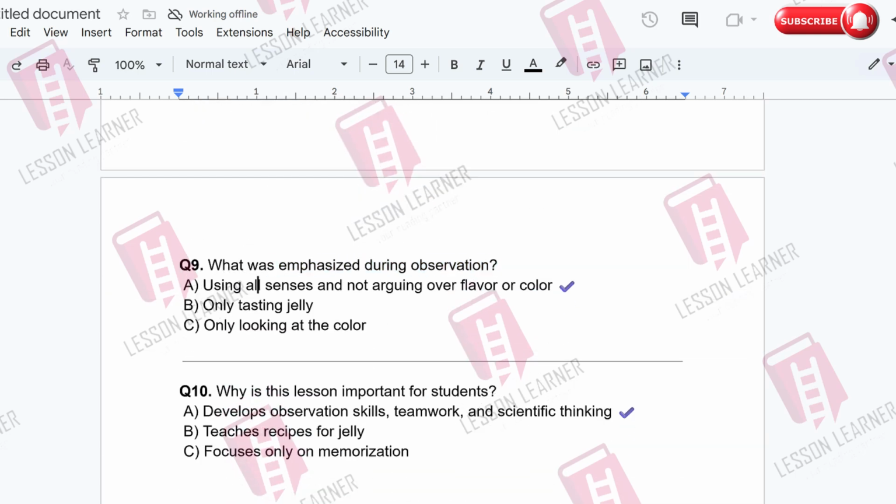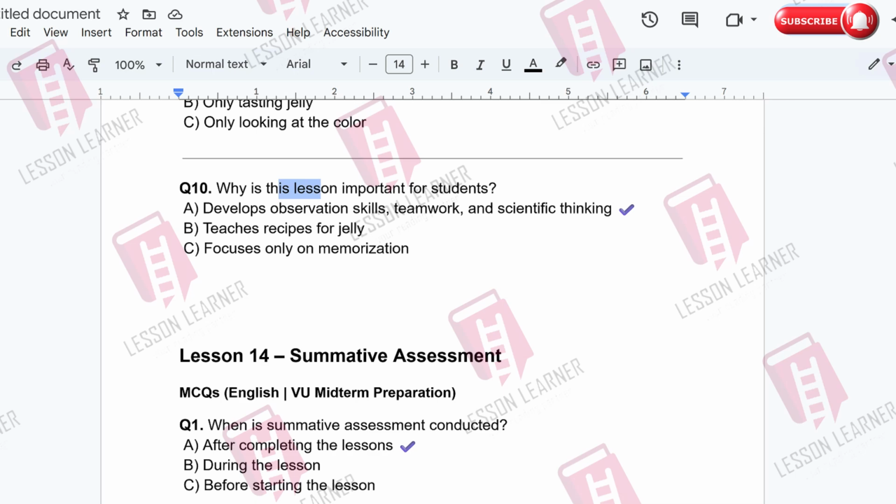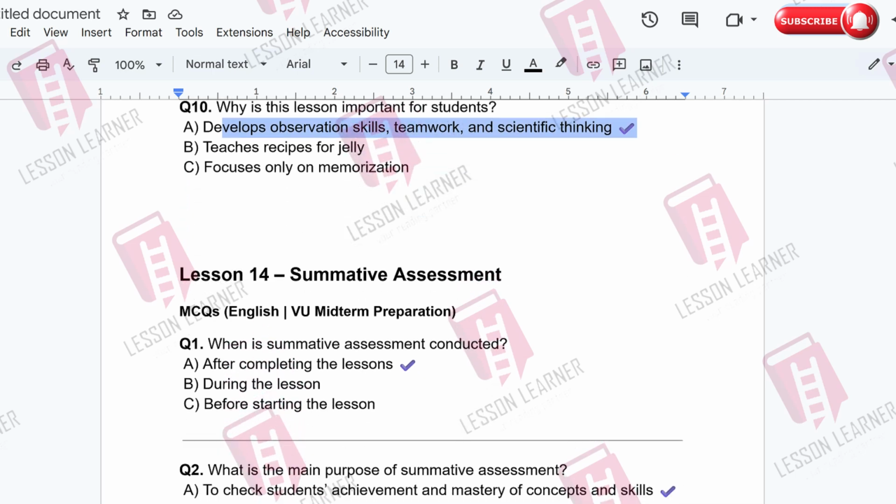What was emphasized during observation? Using all senses and not arguing over flavor or color. Why is this lesson important for students? Develop observation skills, teamwork, and scientific thinking.